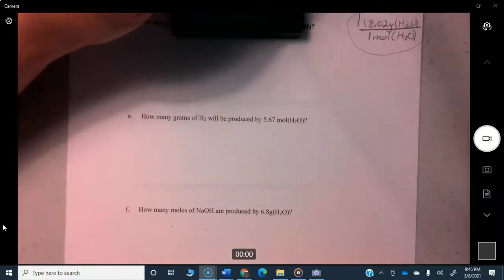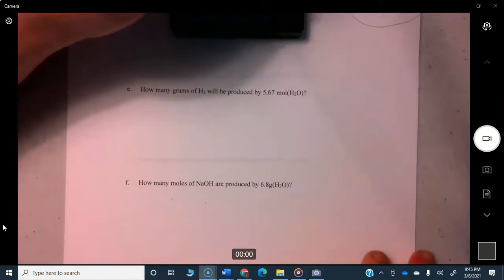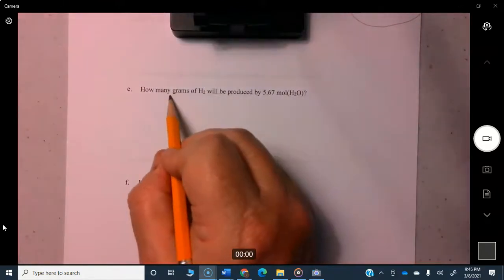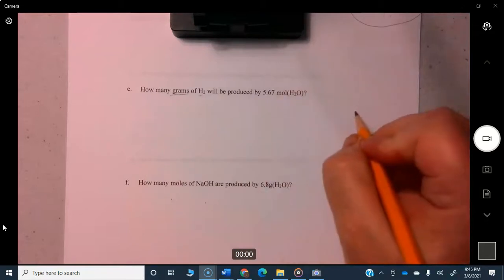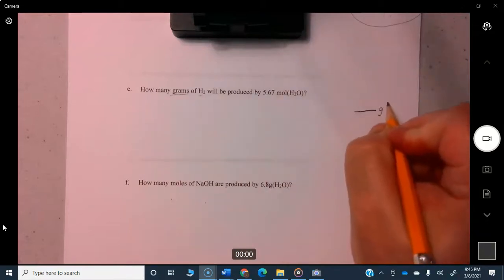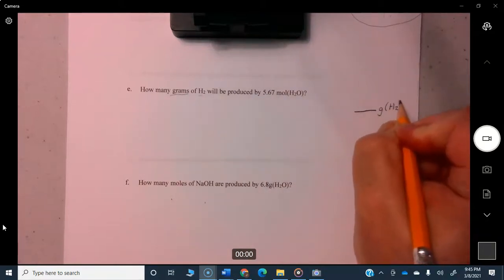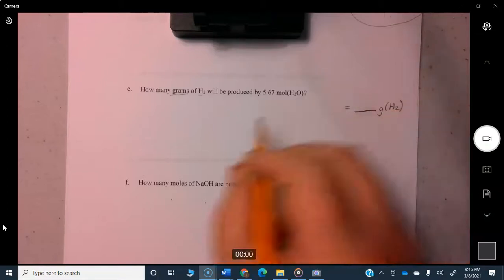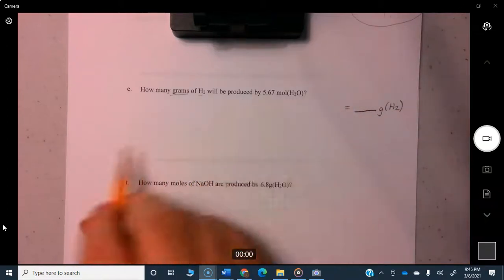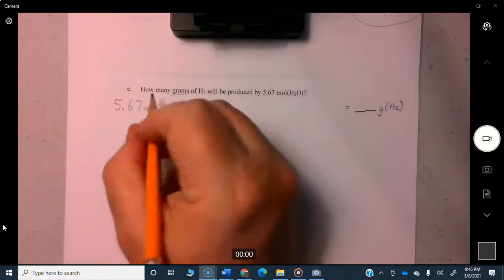Let's go down here. Okay, this one is grams to moles. So how many grams of H2? So way over here, I'm going to write grams H2 because that's what we're looking for. And will be produced by 5.67 moles of H2O.